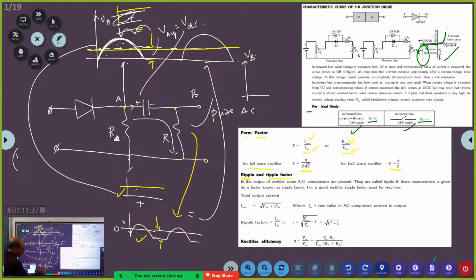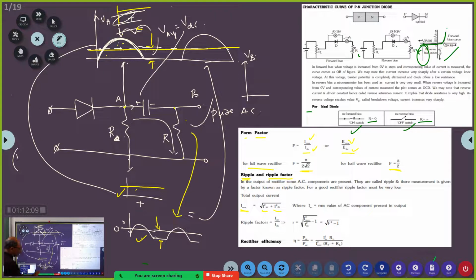So this is the voltage waveform. Voltage waveform divided by RL will give you IDC. See here, IRMS. You can see here, IRMS is equal to root of IAC square plus IDC square. Got it? Root of IAC square plus IDC square is equal to IRMS. Got it?